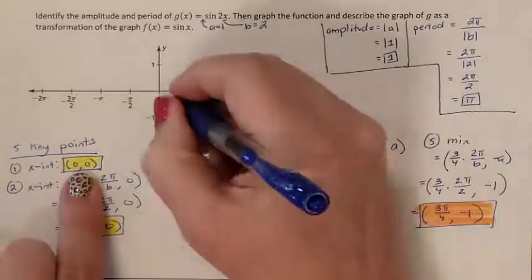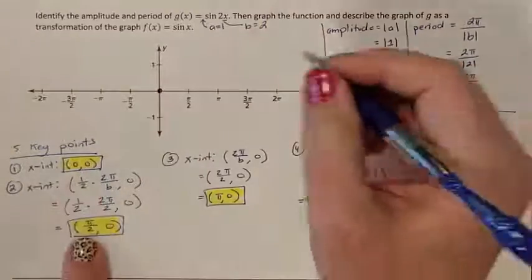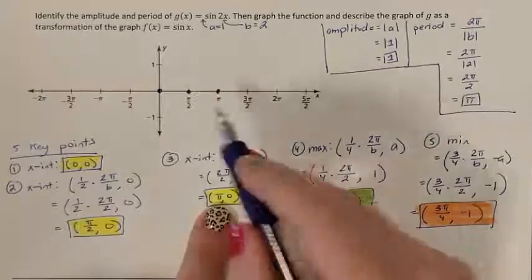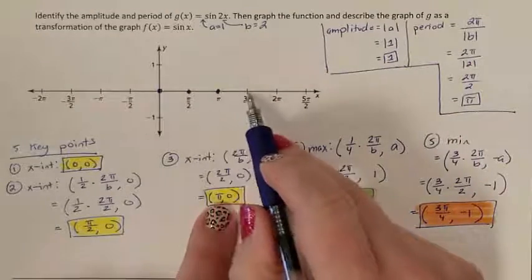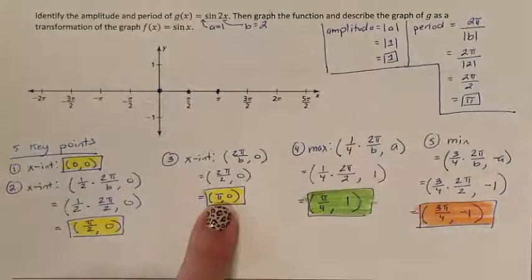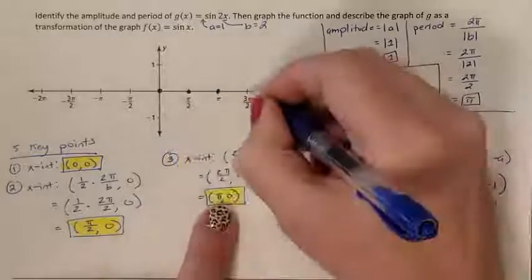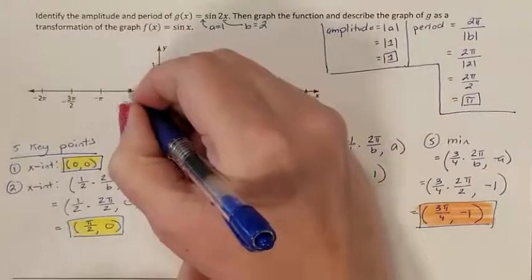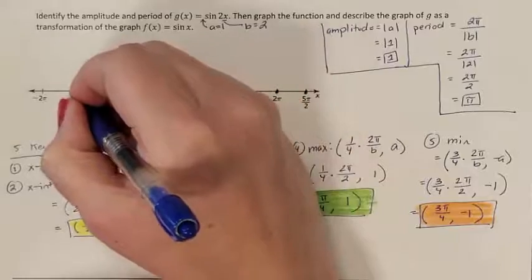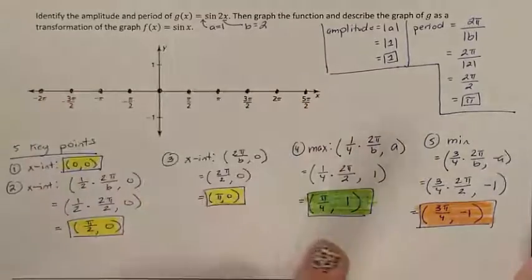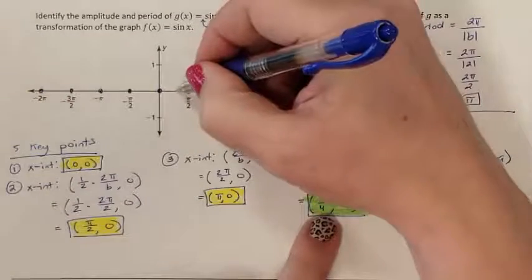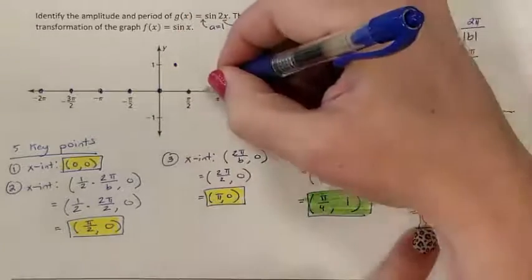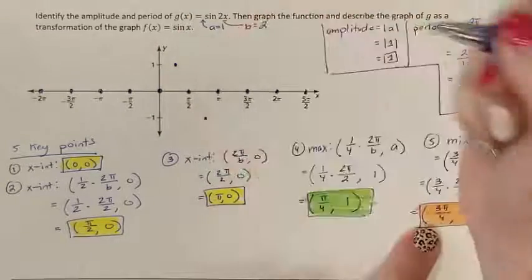So my x-intercepts are at 0, 0, pi halves 0, and pi 0. I see that I have an x-intercept every single half pi. So I'm going to continue, and every half pi is going to continue to get an x-intercept. My max is at pi fourths, 1, and my min is at 3 pi fourths, -1.